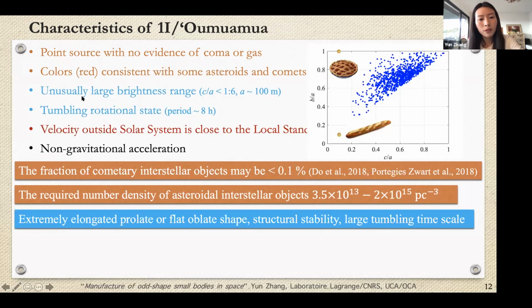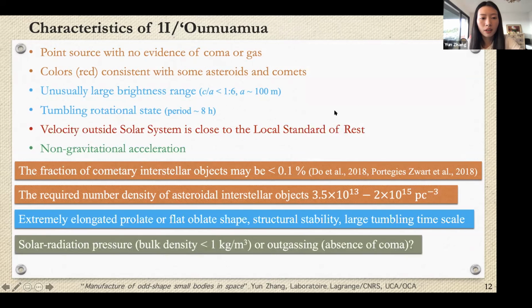And its shape is very unique. None of the small bodies in the solar system have such an extreme shape. In this picture, the blue points show the shape distribution of solar system small bodies. And I would like to also point out that the light curve variation may not only indicate an elongated body, it can also be consistent with the light curve of an extremely oblate shape. But how to form these two kinds of shape and maintain their stability in a tumbling state is a very challenging question.